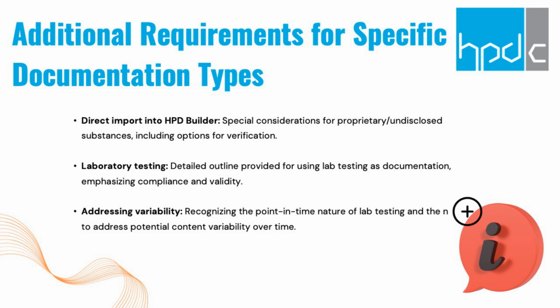HPD documentation must be specific to the substance, material, or component supplied to the manufacturer. It must be verifiable and come from an objective source. All substances above the reporting thresholds must be included, and the documentation must be less than 5 years old, unless accompanied by a recent attestation of accuracy.